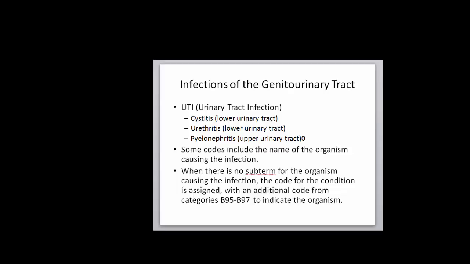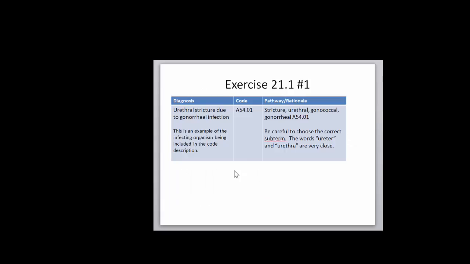So when there is no subterm for that organism that causes the infection, we have to code the condition and then have an additional code from the categories B95 through B97. We're going to look at three exercises that look at different ways you would code a urinary tract infection or anything that has to do with the urinary system that has the infective organism as part of the diagnostic statement.